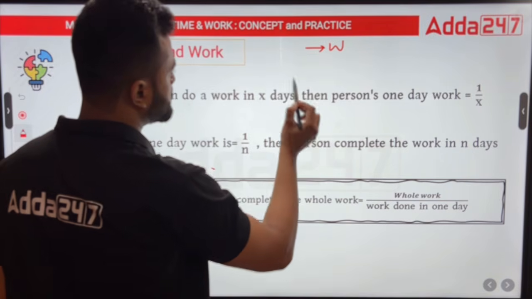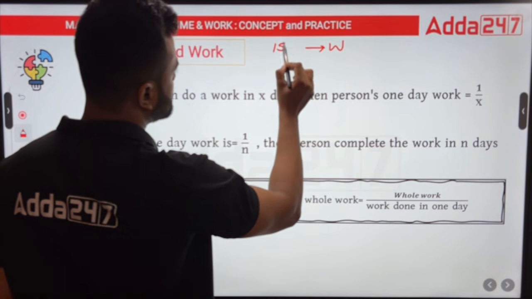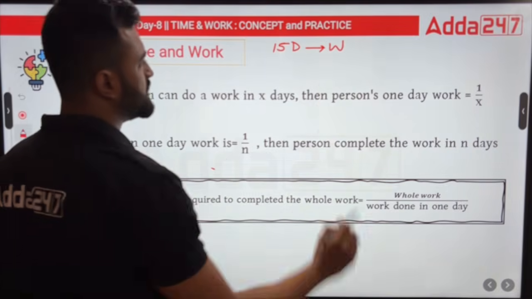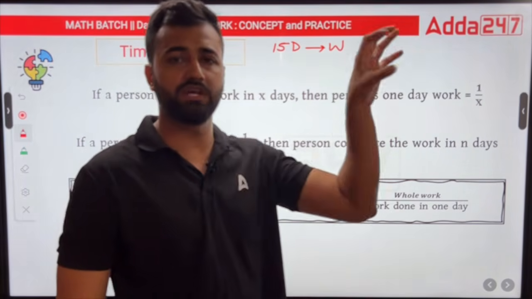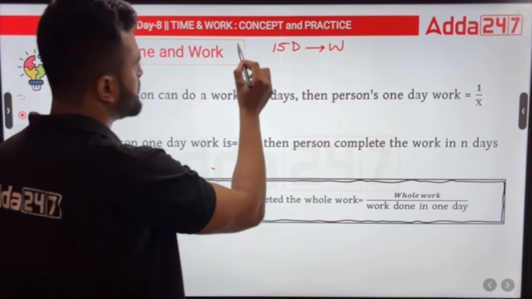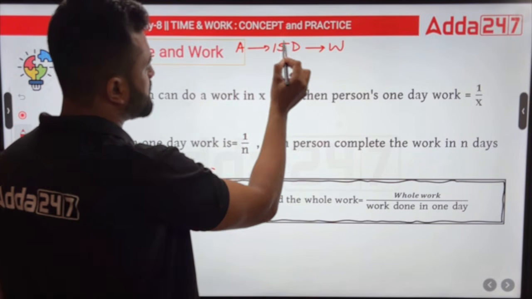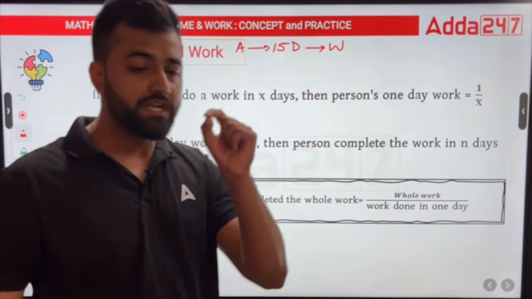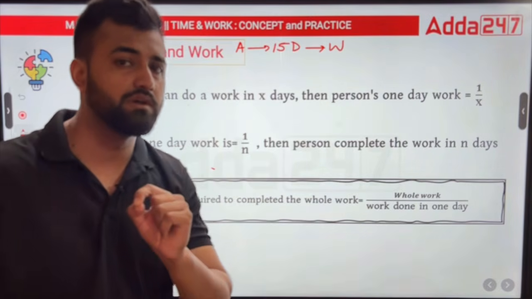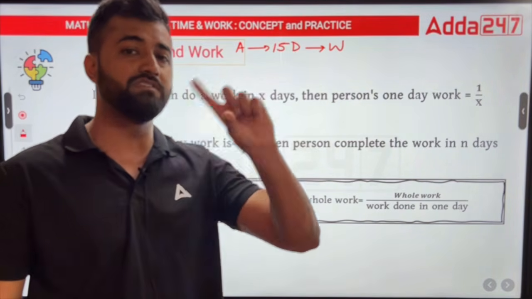A consumes, suppose, 15 days to complete this work W. So W is the entire work that I want this particular person A to complete. And how much time does he take? He takes 15 days to complete this entire work.